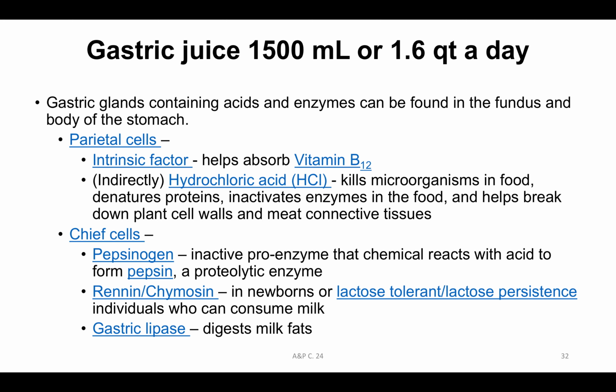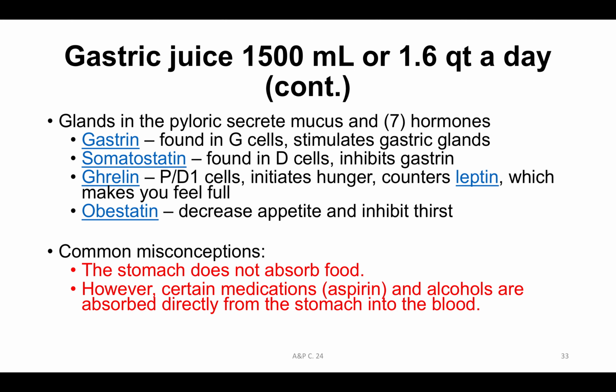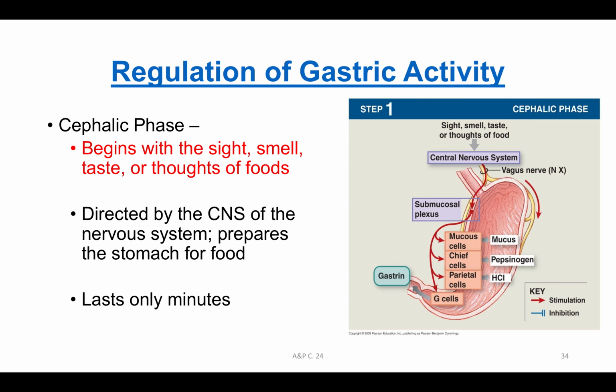We talked about gastric juices and what produces those gastric juices and enzymes to help with digestion, and a little more on gastric juices and some misconceptions of the stomach. But what you do need to know about is how gastric activity is regulated. There are three phases that help regulate gastric activity.